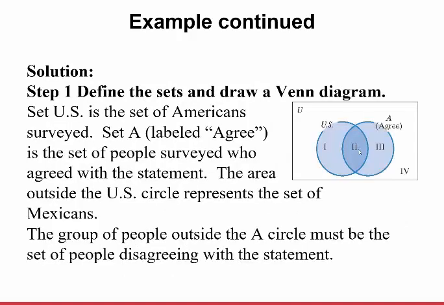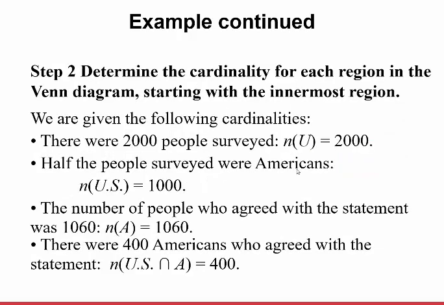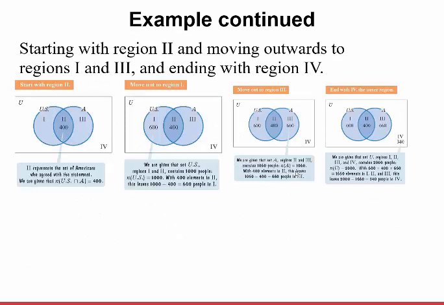Basically, what that's telling me is what region 2 has to be. Once you know what region 2 is, you can figure out what the other ones are. Here's how you start. Region 2 represents the set of Americans who agree with the statement, and we're told that's 400. So I'm going to put 400 in region 2. Now I'm going to move to region 1.